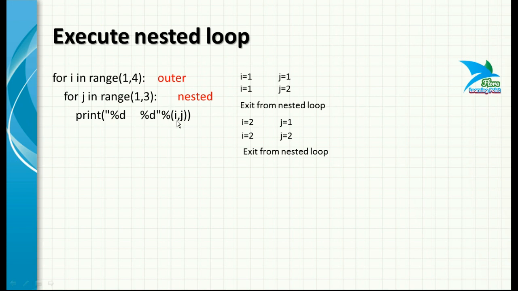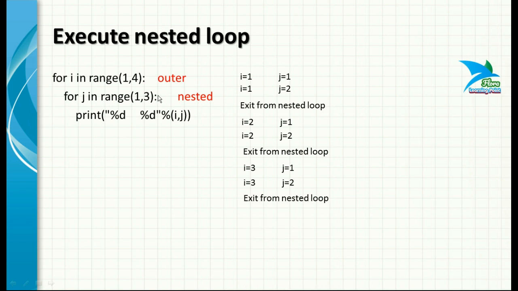That means the value of j will be again 1, and during the printing of this line, the present value of I will be 3 and the present value of j is 1 again. And again the value of j will be incremented by 1, so the value of j is 2, and during the printing of this line, the value of I is 3 and the value of j is 2.